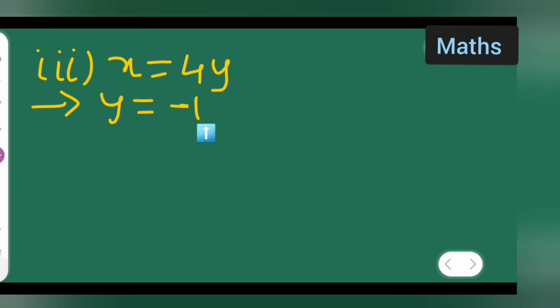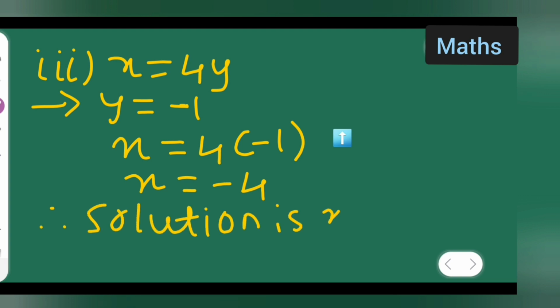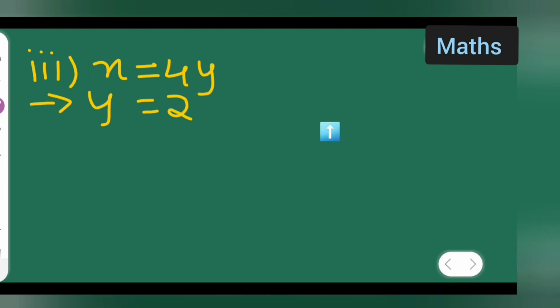Now, moving towards the third. Take y is equal to minus 1. So write x is equal to 4 times minus 1, which is minus 4, because the minus sign is there. Therefore the solution is x is equal to minus 4 and y is equal to minus 1.